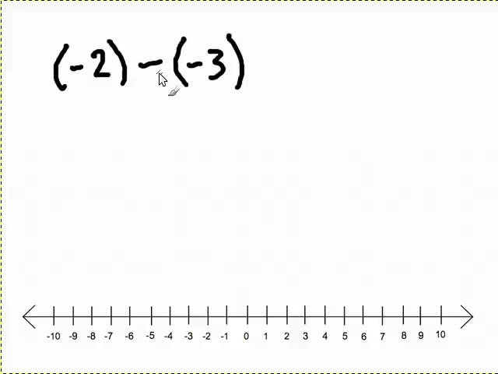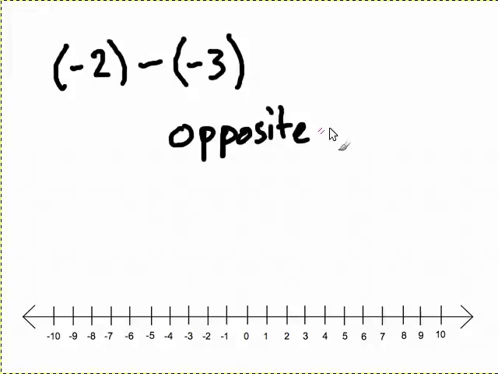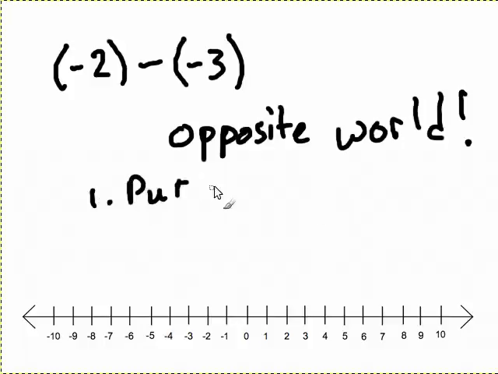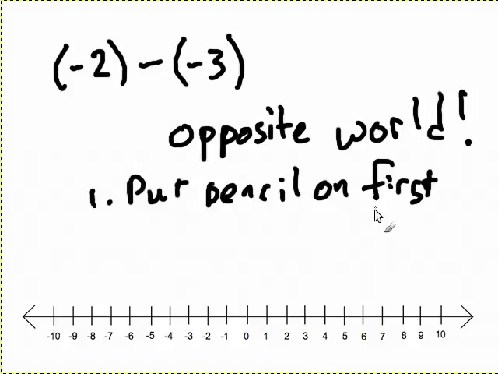So here's where we need to enter into opposite world, where cats chase dogs and night is day and so forth. So, opposite world! We're going to start off the exact same way. Put your pencil on the first term. And that makes sense because we're going to be subtracting from that. It makes sense to start there on the first term. In this case it's -2.